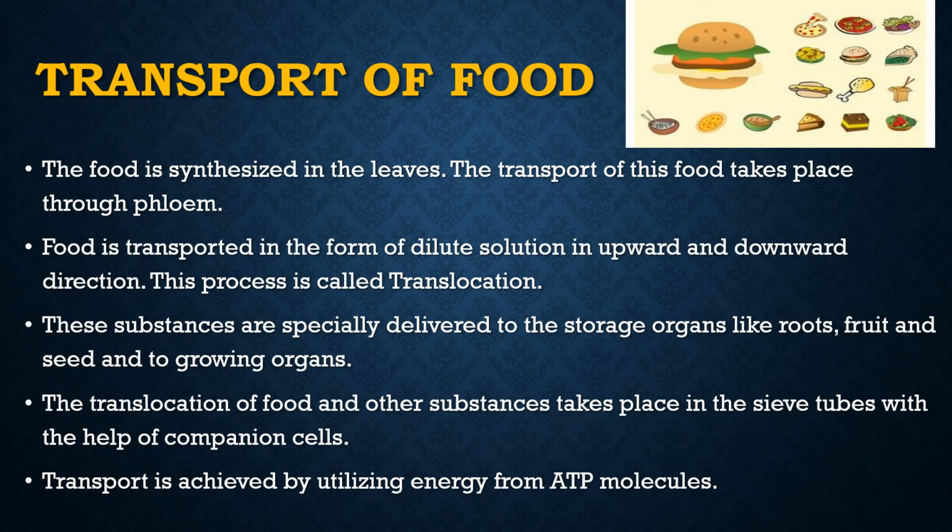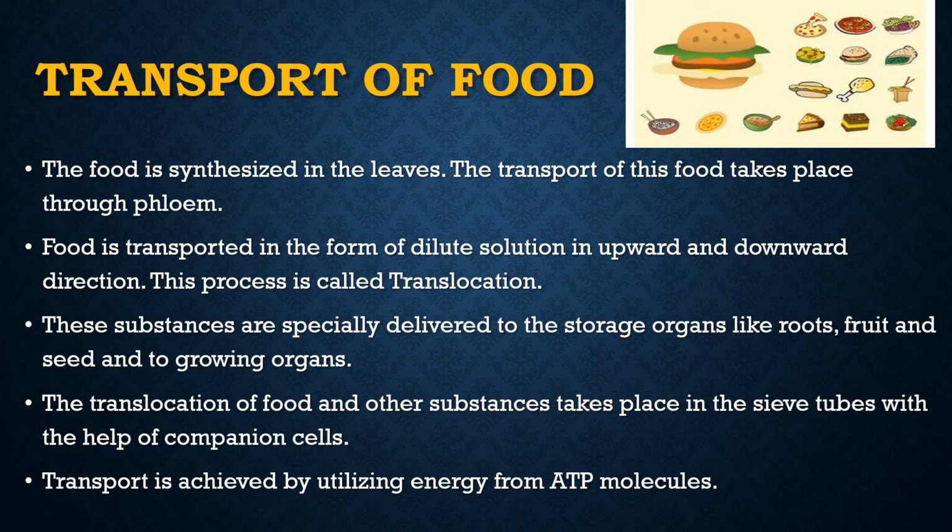Now, how is the food transported from the leaves to different parts? First of all, leaves synthesize the food, and this food material is conducted or transported through the phloem. The food is in the form of dilute solution, and it will move in both directions. This movement of food from leaves to different parts is called translocation.